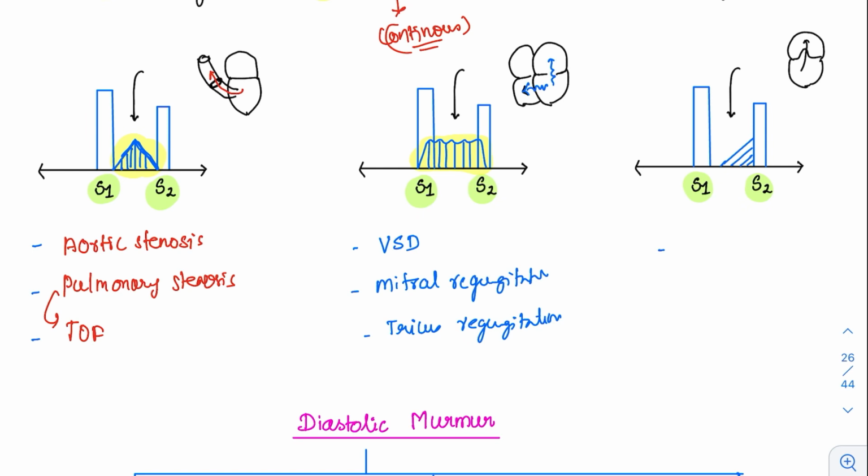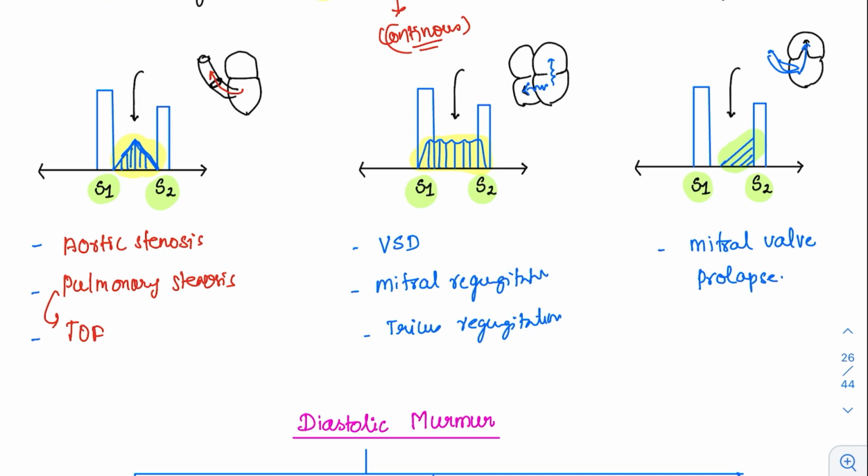Then late systolic murmur. The initial part of systole is fine, but at the later part, there is a small murmur here. This can happen in one condition that is called mitral valve prolapse. There is prolapse of the mitral valve which is producing this late systolic kind of murmur. So these are the systolic murmurs. Just remember the diagrams, then you can associate them with the condition.